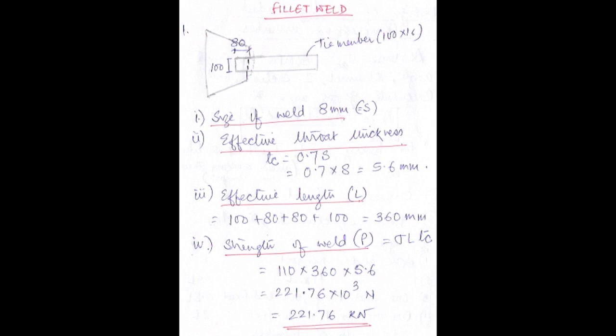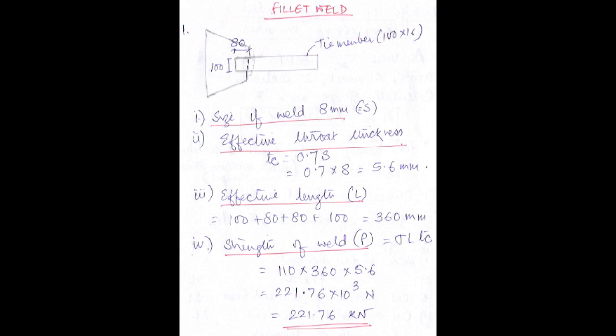See, here what is given in the question, the size of the weld is given as 8 millimeter. The notation is small s. So what is the effective throat thickness? Effective throat thickness TC is equal to 0.7 S, that is 0.7 multiplied by what is S? The size of the weld, 8. So 0.7 into 8, 5.6 millimeter.